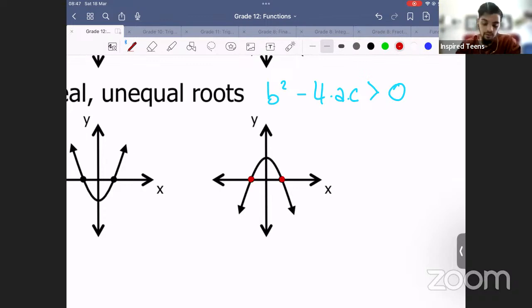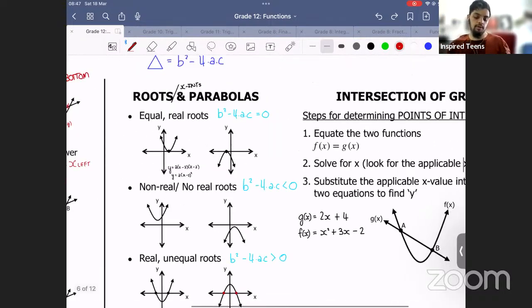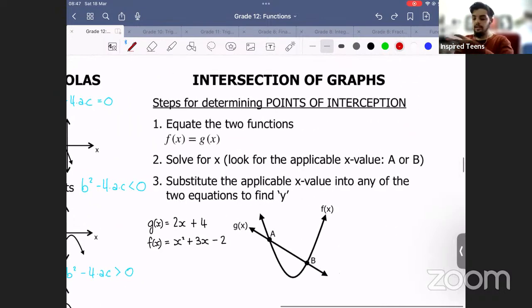In the case where the turning point is on the x-axis, then these would be the same point, as one is negative, the same magnitude. I hope the roots and parabolas so far make a little bit of sense. Maybe we'll go to a question and talk about intersection of graphs.